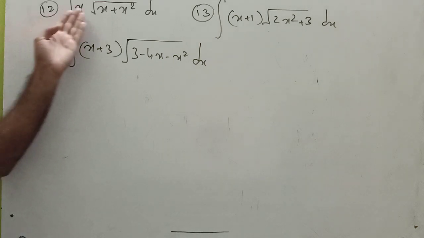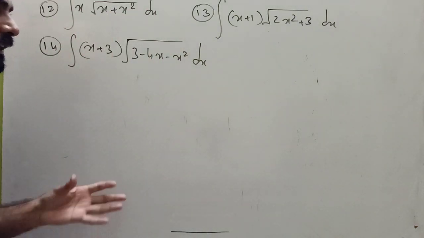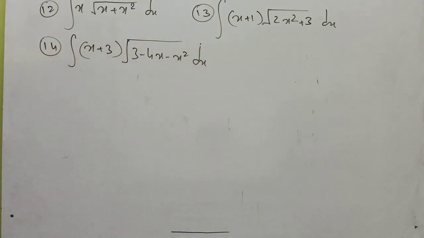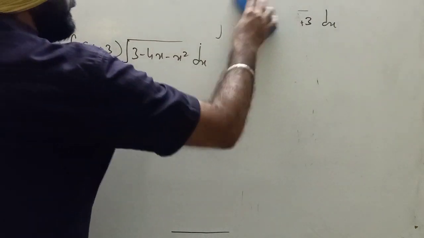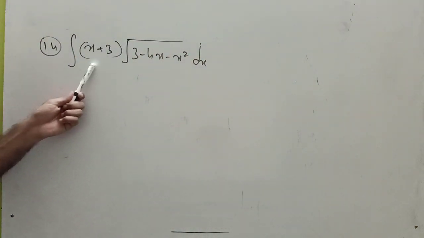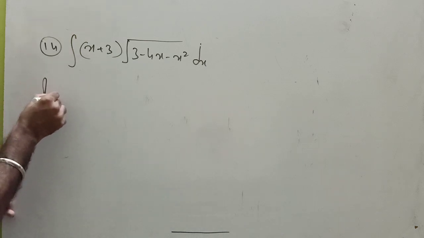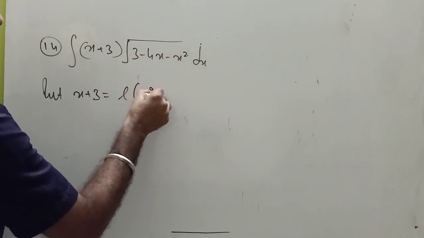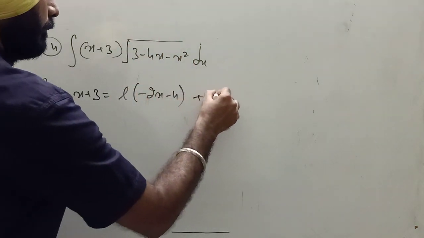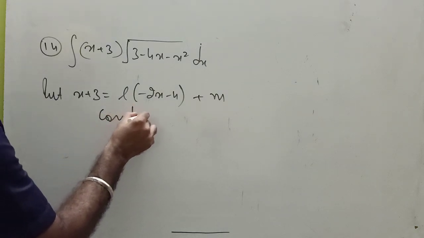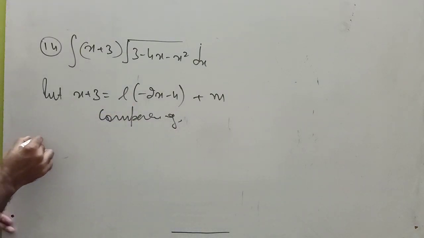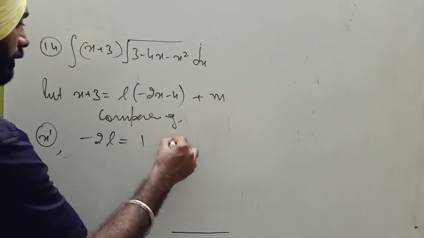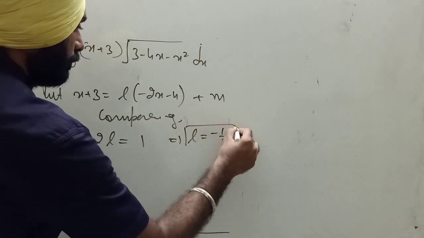Now these are question numbers 12, 13 and 14 from exercise 7.7. If these questions are missing from your NCERT, you can note the statement. So let us take question number 14. This is linked with type number 16, that is linear into under root of quadratic. So we have to put linear equal to L times derivative of this quadratic, which is minus 2x minus 4, plus m. Then by comparing like powers, the highest power is x raised to 1 and the coefficients give minus 2L equal to 1. So the value of L is minus 1 by 2.